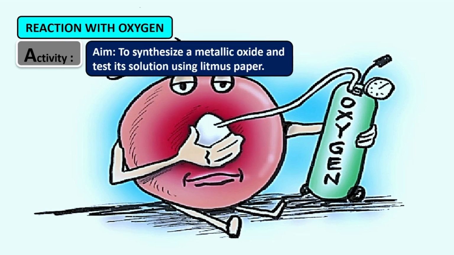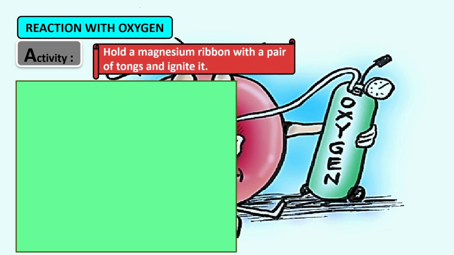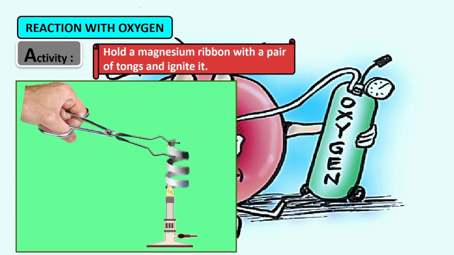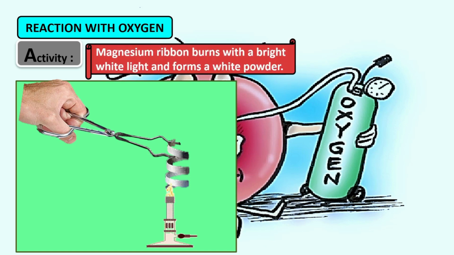Activity. Aim: to synthesize a metallic oxide and test its solution using litmus paper. Hold a magnesium ribbon with a pair of tongs and ignite it. Magnesium ribbon burns with a bright white light and forms a white powder.